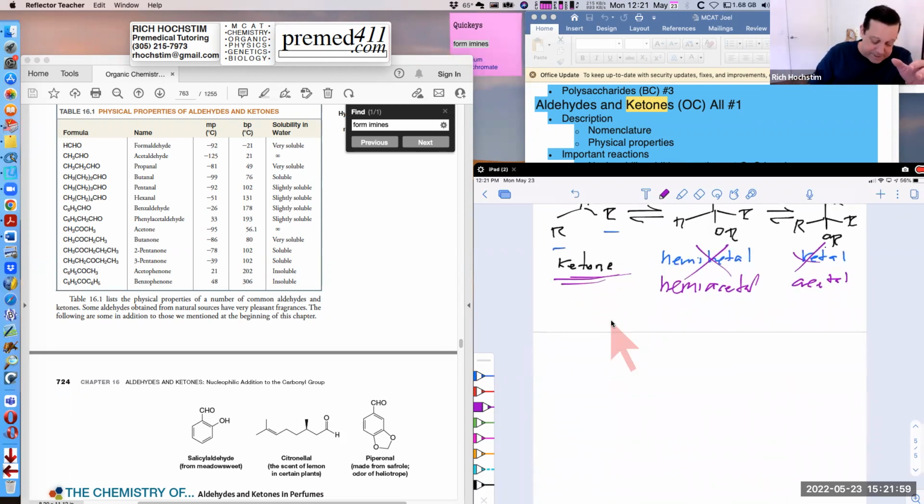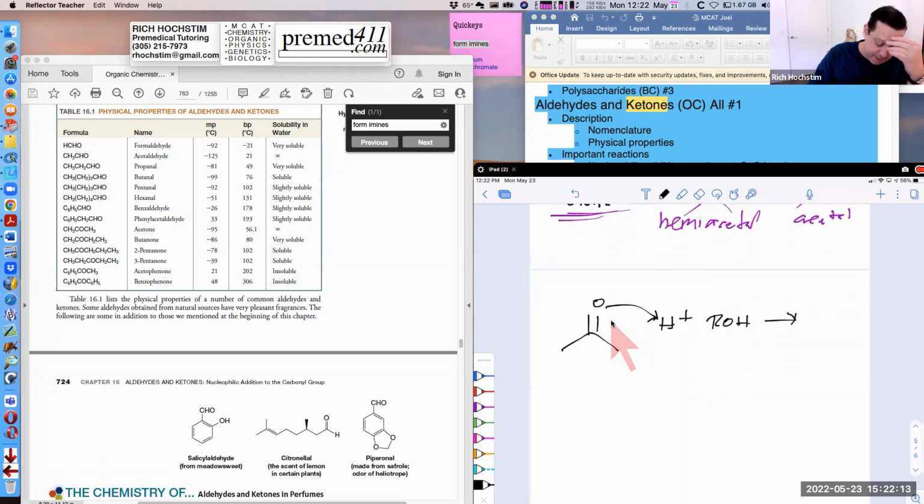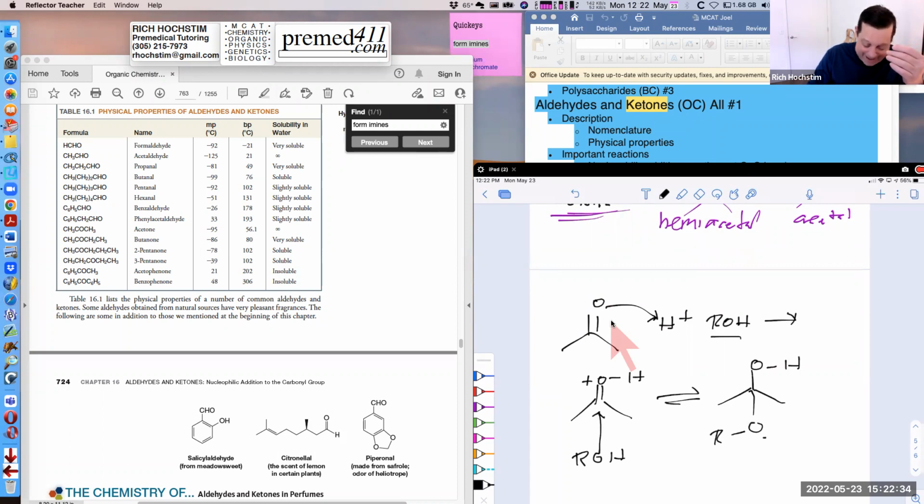Now, what happens is if we take a carbonyl like this and we add an H plus here and an alcohol like this, this is going to be protonated, and that's going to give us a positive charge here. And then the alcohol that we have here is going to come along and attack like this. And when this alcohol comes in and attacks, this will become an OH right over here, and this will become an OR and an H, and then this will have a positive here.